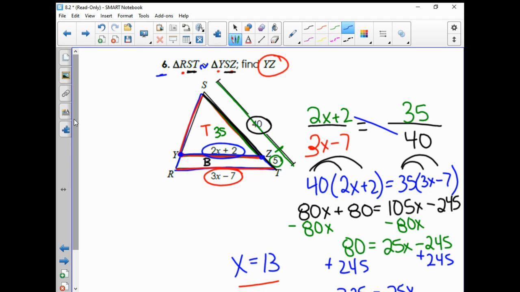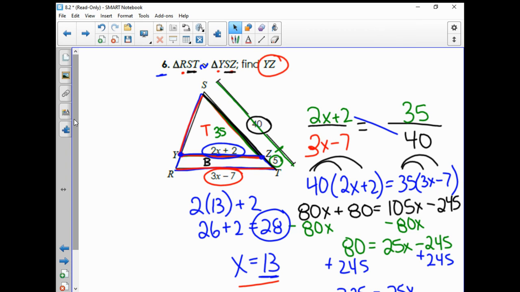All you're going to do is substitute your 13 in for your x. So 2 times x, or 2 times 13 plus 2. 2 times 13 is 26. 26 plus 2 is equal to 28. And you found YZ.